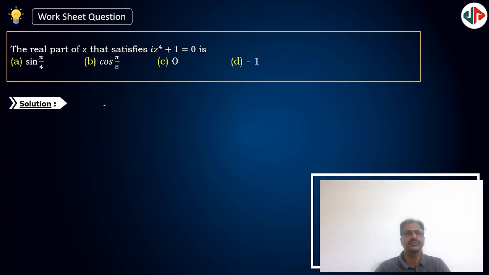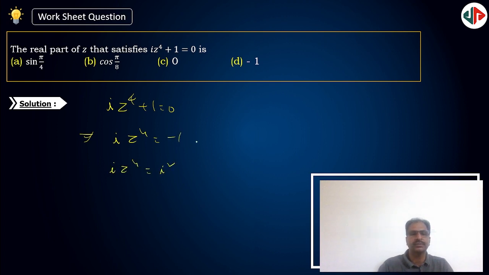Next, the real part of z which satisfies i into z power 4 plus 1 is equal to 0. You have to find the real part of that. So i z power 4 is equal to minus 1. Minus 1 is nothing but i square. Therefore, z power 4 is equal to i. z is equal to i power 1 by 4.